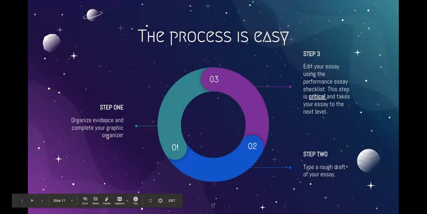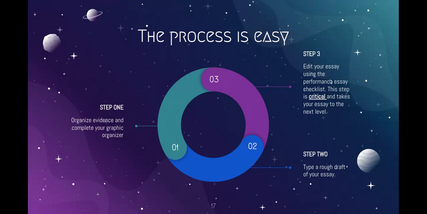This process is super easy. Step 1, we've talked about, you're going to organize your evidence and complete your graphic organizer. Step 2, type a rough draft of your essay. Now, step 3 is where 7th graders go to sleep on this, and they always sleep on this editing portion of the essay. This is critical.